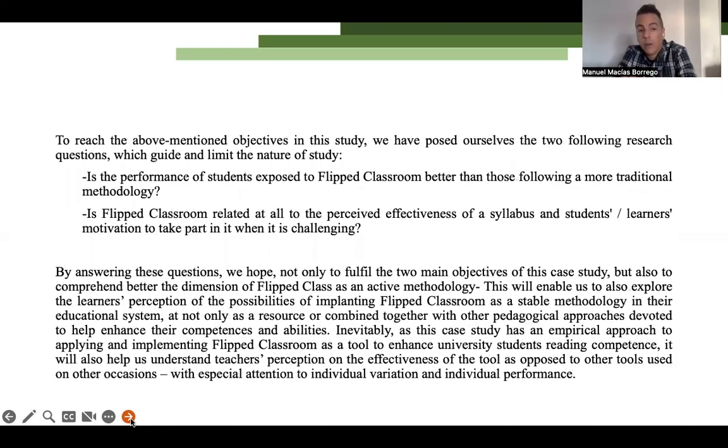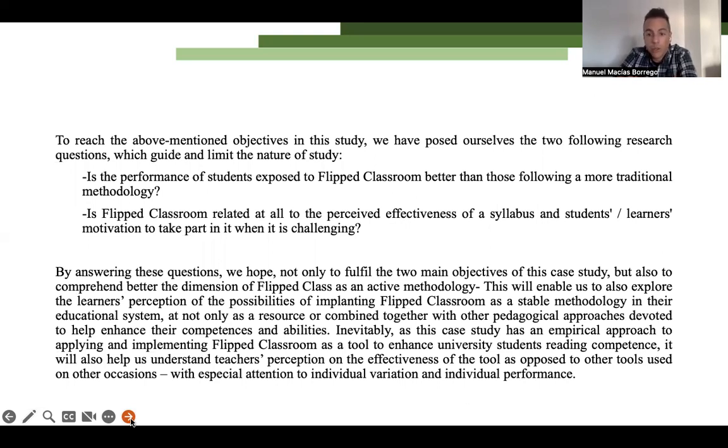To reach the objectives that I set before in this study, we have posed ourselves the two following research questions. Is the performance of students exposed to flipped classroom better than those following a traditional methodology? Is flipped classroom related to the perceived effectiveness of a syllabus? By answering these two questions, we hope not only to fulfill the two main objectives that I set in the previous slide, but also to comprehend better the dimension of flipped classroom as an active methodology.